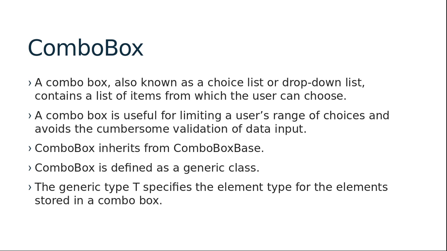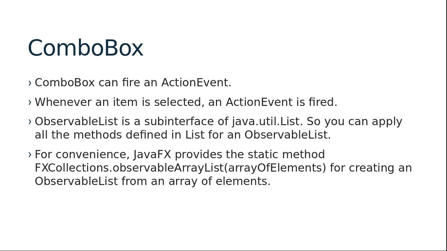It inherits properties from the combo box base class, and the combo box is a generic class because you can have a list of maybe strings, you may have a list of integers, you may have a list of other objects and so on. So combo box is a generic class, and we need to define what kind of combo box we want to use here. So even combo box has action event. So whenever user selects any option, it fires an action event, and we can write event handler for this one. So whenever user changes the option, that action event will be fired.